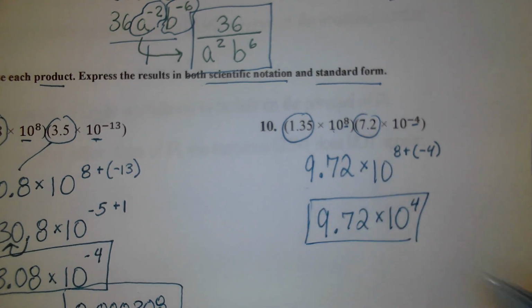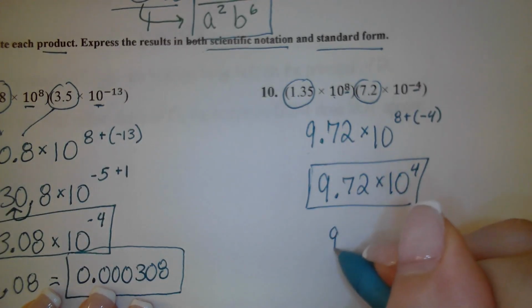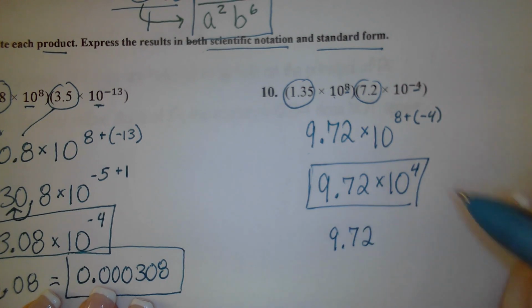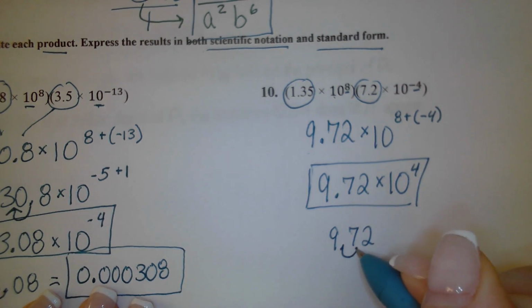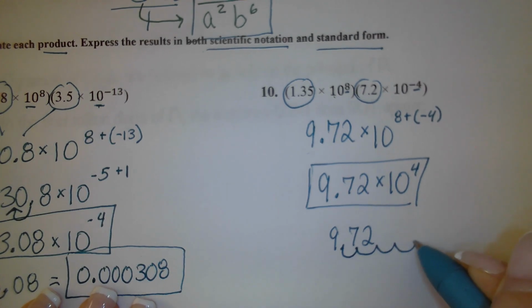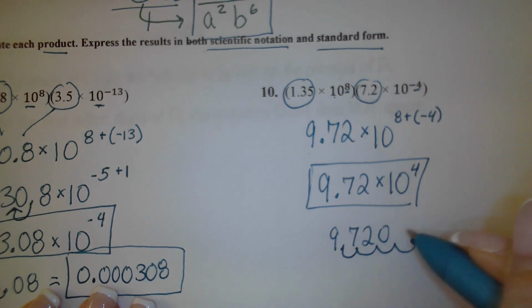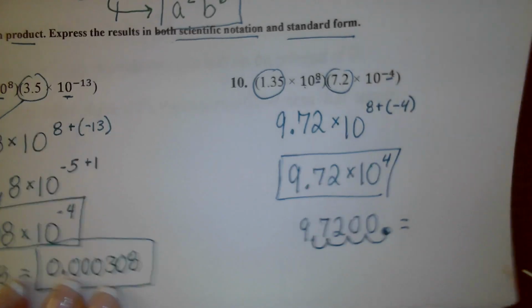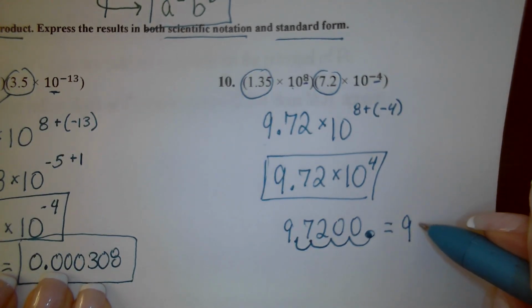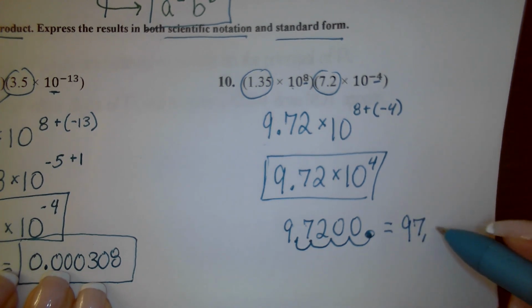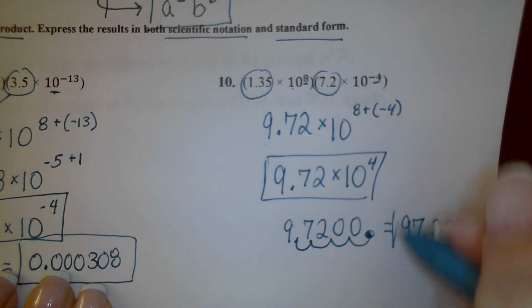There's my scientific notation. Now, because this is a positive exponent, we're going to move the decimal to the right 4 places. 1, 2, 3, 4. Fill in those gaps with zeros. And the standard form of this number is 97,200.